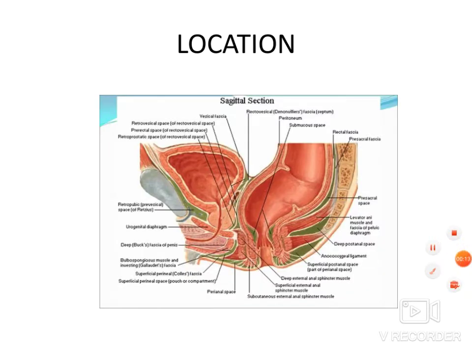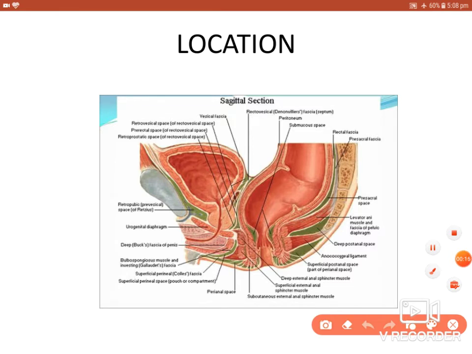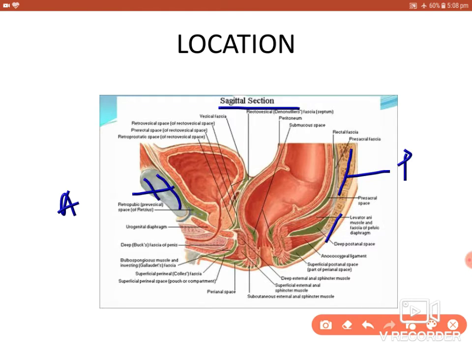Coming to the location, what you're seeing is the sagittal view of the male pelvis. This is the anterior aspect and this is the posterior aspect. Posteriorly you can see the sacrum with the coccyx. Anteriorly there is the pubic symphysis. See, this is the bladder. It lies in the anterior part of the lesser pelvis, behind the pubic symphysis.